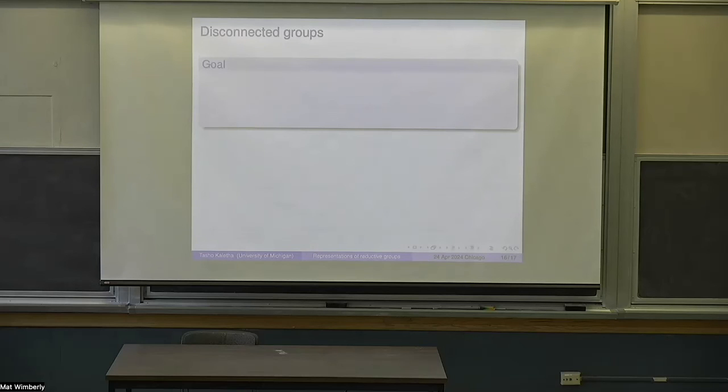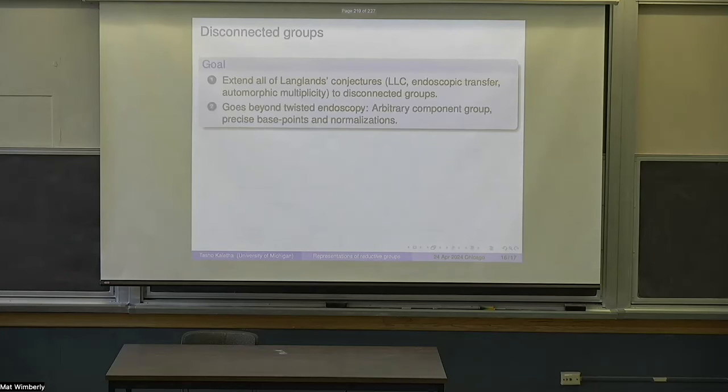What about disconnected groups? The goal here is to formulate all of Langlands' conjectures for these reductive groups that are not necessarily connected. And the hope is to have a language where you cannot tell if the group is connected or not, that works uniformly, and that allows for normalizations and arbitrary component groups. In particular, it goes beyond twisted endoscopy, which allows just cyclic component groups. And here, the following work is in progress.